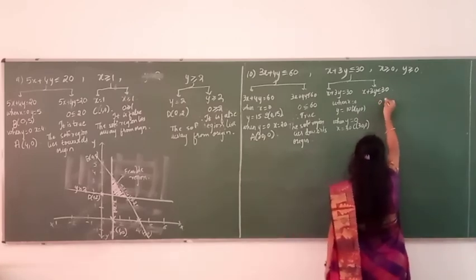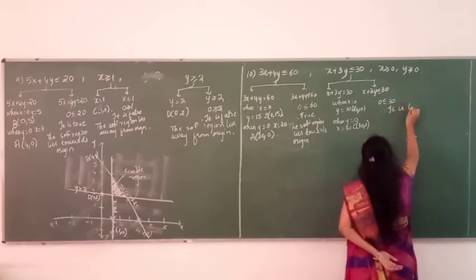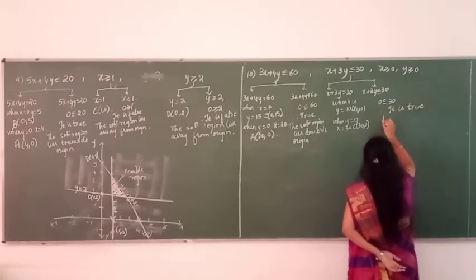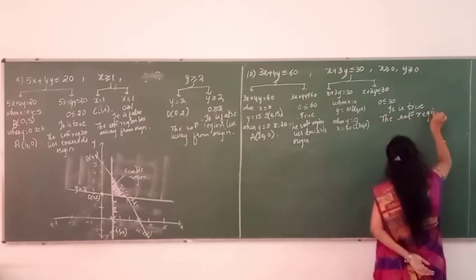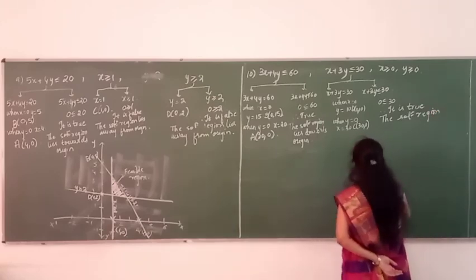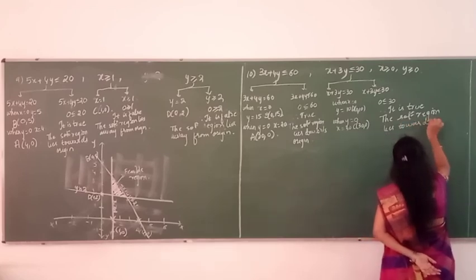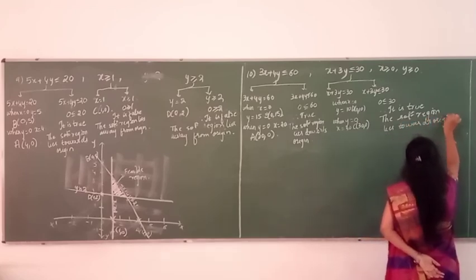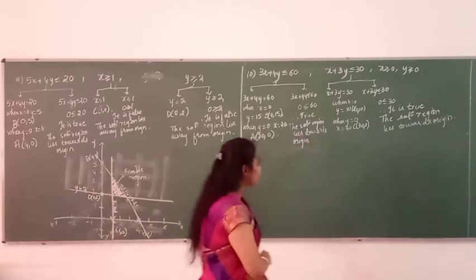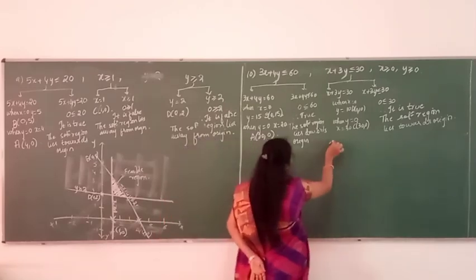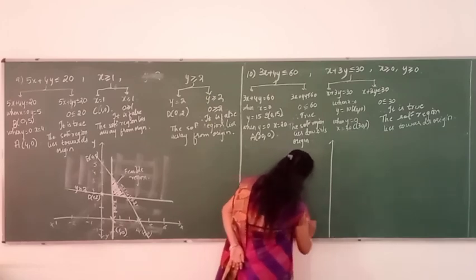And just substitute 0 comma 0, so 0 is less than or equal to 30. Therefore, it is true. The solution region lies towards the origin. Is it clear? Hope you are understanding each and every problem which is solved on the board. See that you try it on your own, the last 5 or 6 problems.